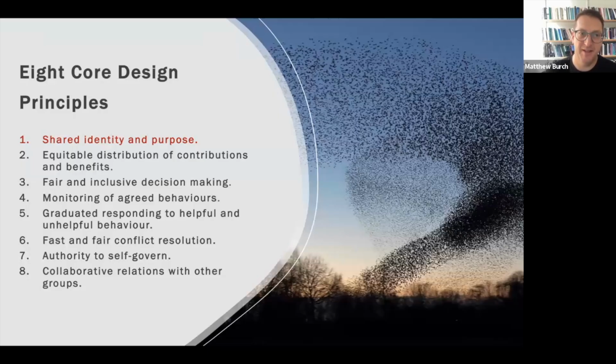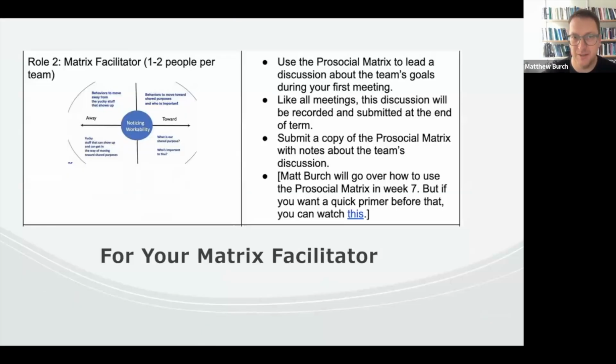So one thing that well-functioning groups need is a shared identity and common purpose, right? To have shared goals, things that they care about in common. So the matrix facilitator is going to help your group think about what your shared identity is and what your shared purpose is in doing this activity. Again, that's what the matrix facilitator does. They're going to use the pro-social matrix, which I'm going to show you in just a minute, to organize a discussion within your own team about what your shared purpose is.